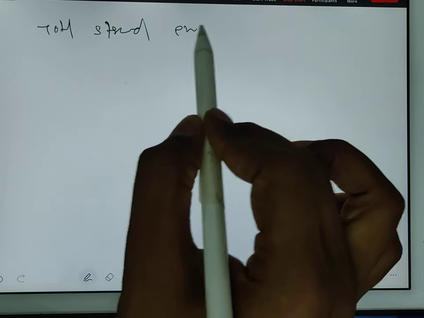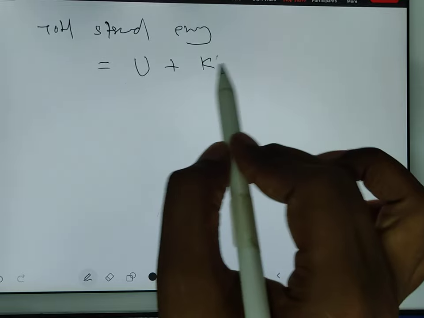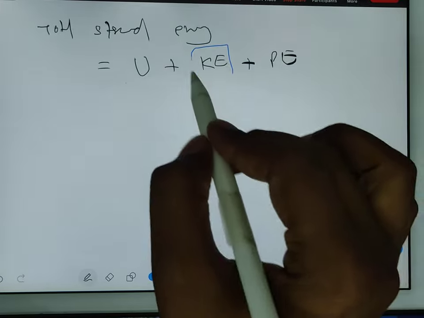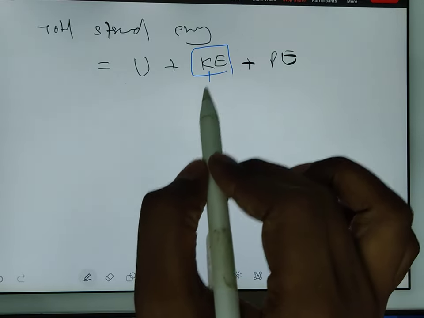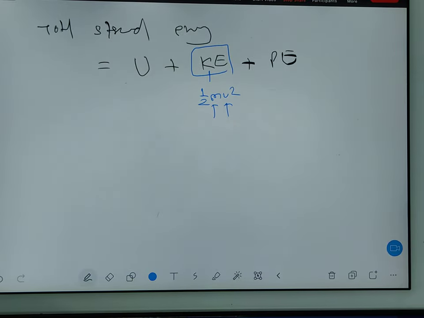Total stored energy is nothing but your internal energy plus kinetic energy plus potential energy. If an object is moving, then kinetic energy will be stored in the object, because it has the formula half mv square. So mass is stored and velocity will be there. So you can store the kinetic energy as long as it is in motion.